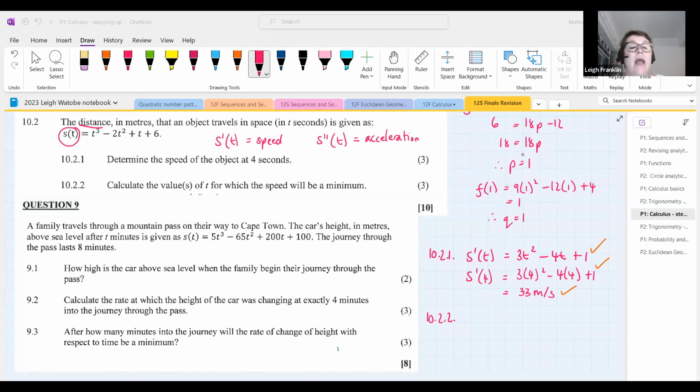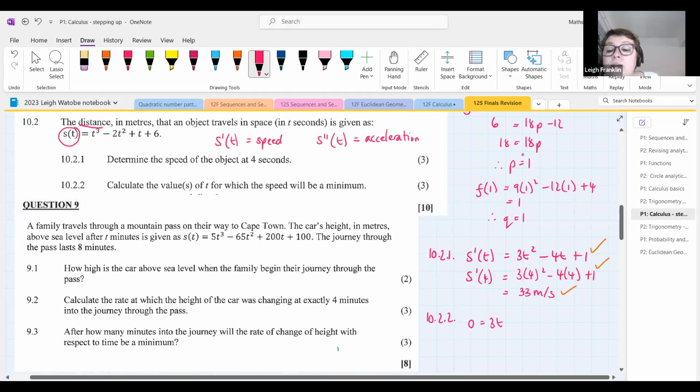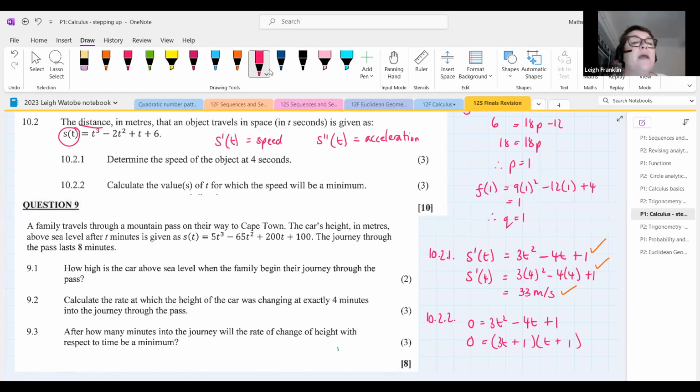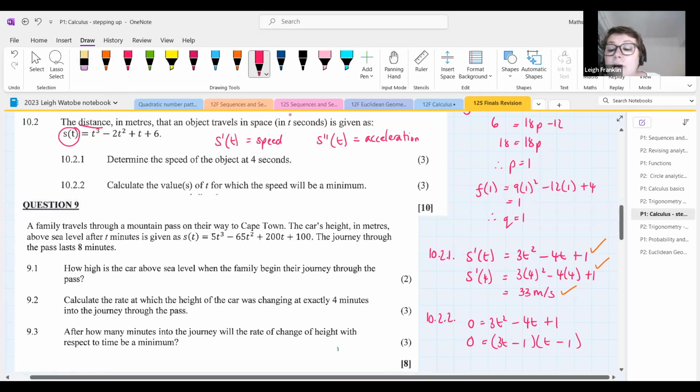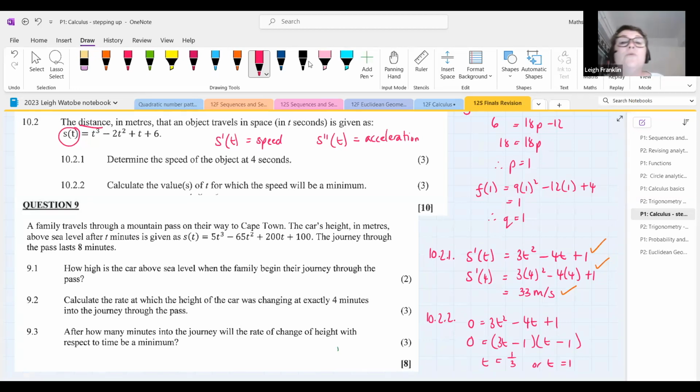All right. And then did you manage to calculate the values of t for which the speed will be a minimum? So that would mean making your first derivative equal to 0. So you'd have 0 equals 3t squared minus 4t plus 1. And then you would have to factorize. Both would be negatives. t would be equal to 1 over 3, or t would be equal to 1.